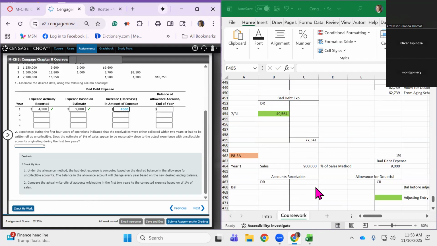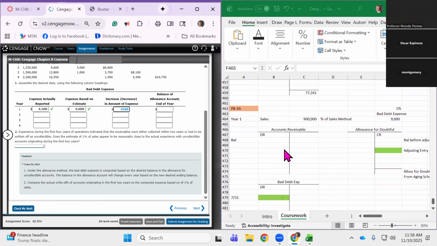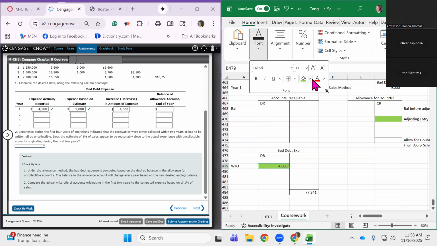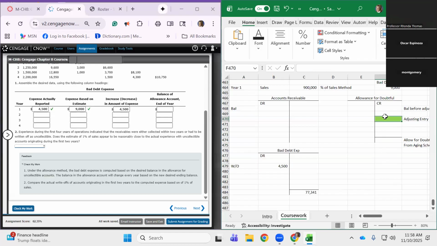All right, so they actually wrote off 4,500. And now we want to know, okay, so here's what they did. This is an actual write-off of $4,500 here. I'm going to take out the green. Okay, so they actually wrote this off. Well, when you write off bad debt directly, you don't have an allowance.